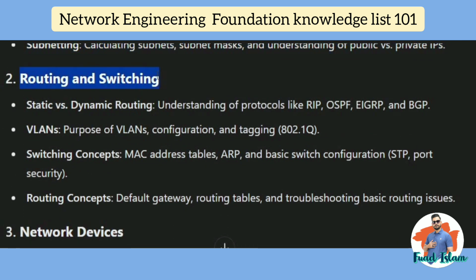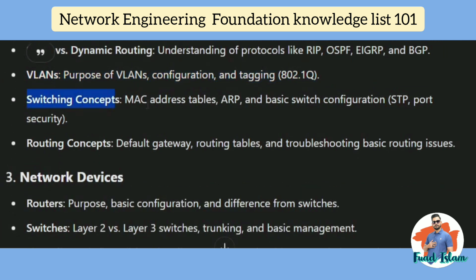2. Routing and switching. Static versus dynamic routing. Understanding of protocols like RIP, OSPF, EIGRP, and BGP. VLANs: purpose of VLANs, configuration and tagging, 802.1Q. Switching concepts: MAC address tables, ARP, and basic switch configuration, STP, port security. Routing concepts: default gateway, routing tables, and troubleshooting basic routing issues.